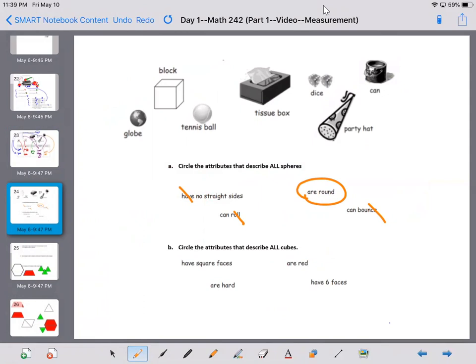And then circle the attribute that describes all cubes. Well, we would say that they have square faces and they have 6 faces. Cubes are not all red and they're not all hard in that case. So you're thinking about the dice. It doesn't have to be. They could be squishy. They could be the compression type. They could be made out of cardboard or paper. So definitely these 2 items to describe those.